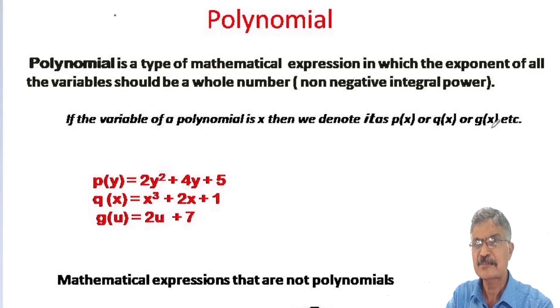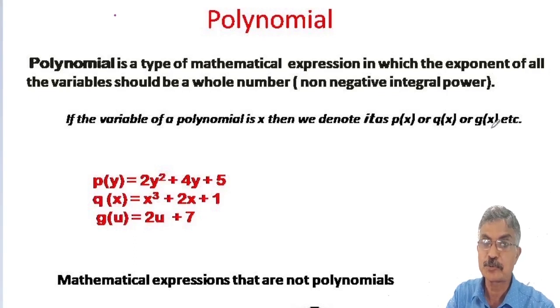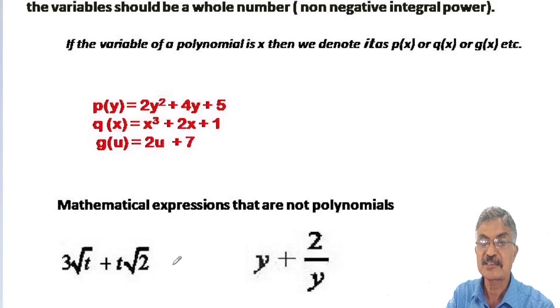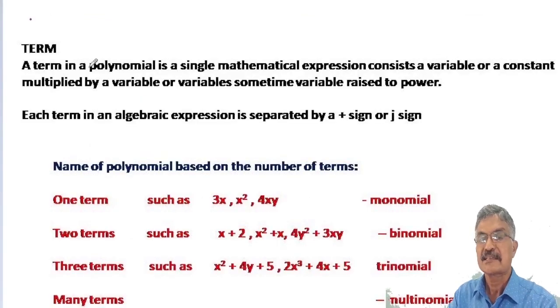And there are some mathematical expressions which are not polynomials. If the exponent of the variable is neither 0 nor a positive integer, then that type of mathematical expression is not a polynomial. Example, 3 root t plus t root 2. In this mathematical expression, the exponent of the variable t is 1 by 2. It is a fraction, so it is not a polynomial. Consider this mathematical expression, y plus 2 by y. Here, the exponent of y in the second term is y raised to minus 1. It is not a whole number, so it is not a polynomial.